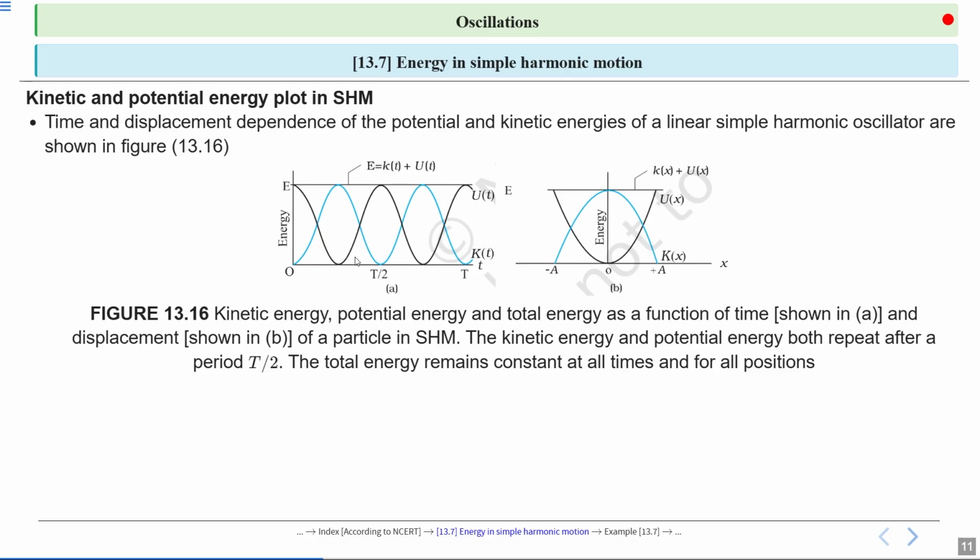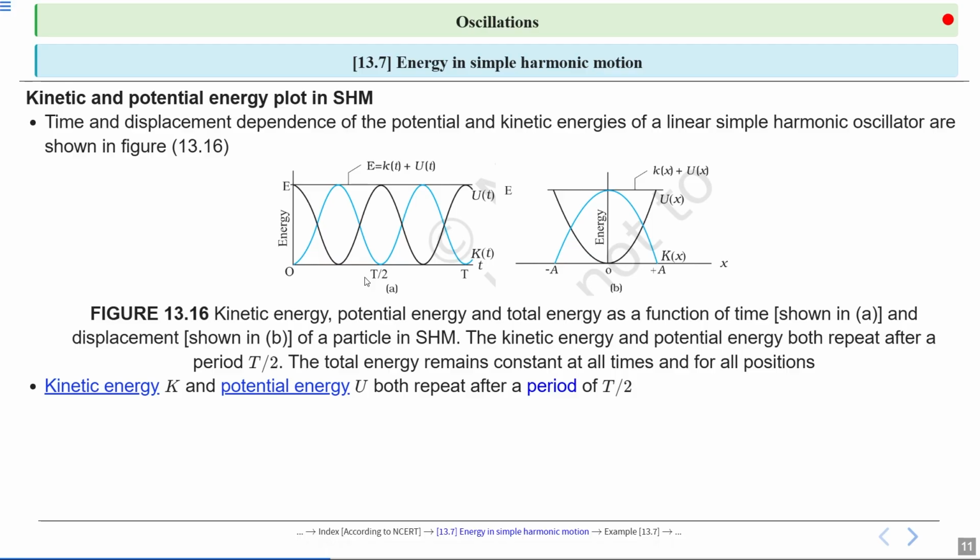So here in A, we have kinetic energy, potential energy and total energy as a function of time. A is the displacement of the particle in SHM. And here the kinetic energy and potential energy both repeat after a time period T by 2. The total energy remains constant at all times and for all positions.